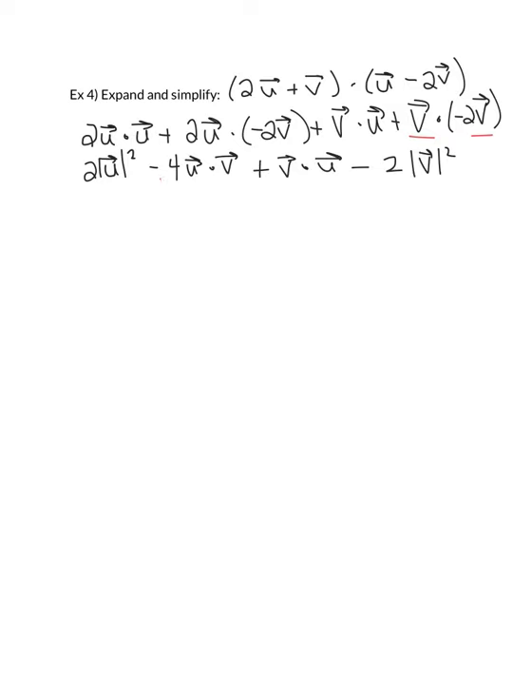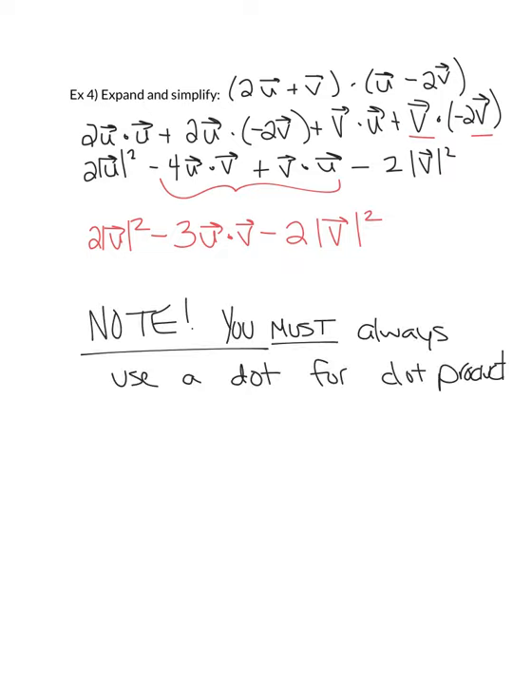Now if I look in the middle, I do have some like terms. Since the vectors are arranged tail to tail, u dot v is the exact same as v dot u. So I can simplify this a little bit: 2 times the magnitude of u squared minus 3 u dot v. Now if you wrote v dot u, that would be okay too. I'm just going alphabetically, and then 2 times the magnitude of v squared.